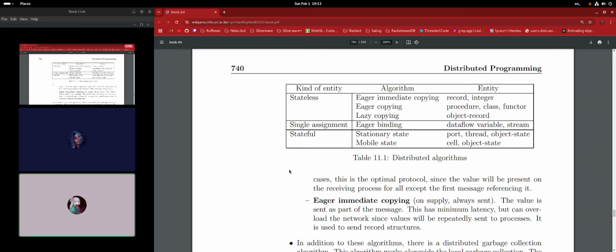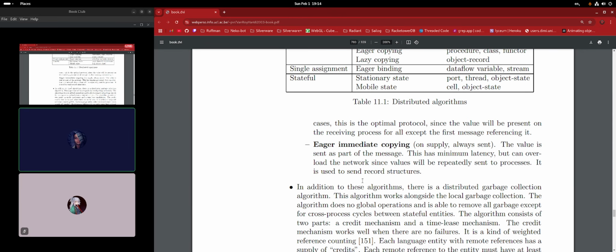Yes, but the overall cost along the runtime of the program is lower, because you don't have to keep copying it everywhere. Exactly. Yeah, completely agree with that. In most cases, this is an optimal protocol since the value will be present in the receiving process for all except the first message referencing it.